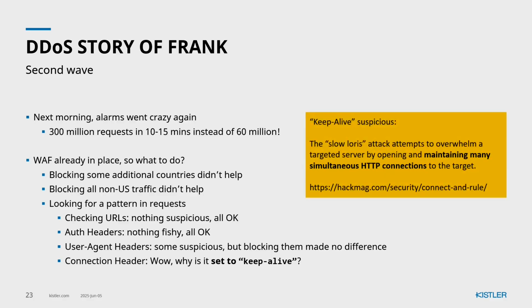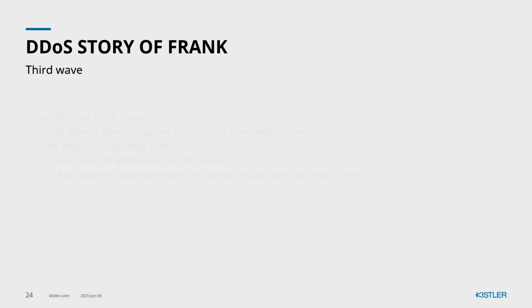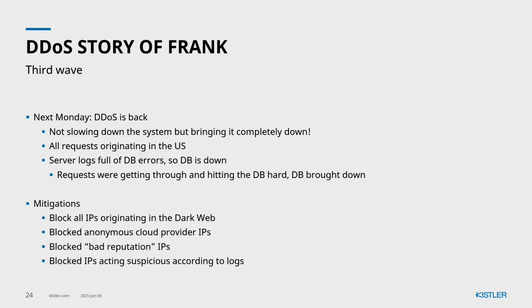And one of the possible attacks is exactly the slow loris attack, which overwhelms a server by simultaneously opening and keeping alive connections. And as soon as he blocked this header, he finally blocked the DDoS attack. Until a third wave came, because the next Monday, the DDoS was originating from the United States. There is no possibility to block the country. He even blocked all the bad reputation IPs, which are like dynamic rules, which the provider itself manages for you. If some IP was taking part in some attack, then it's marked so that you can be protected. Still only 60-70% of malicious traffic was filtered out, and the system was still down, the worst of it all.